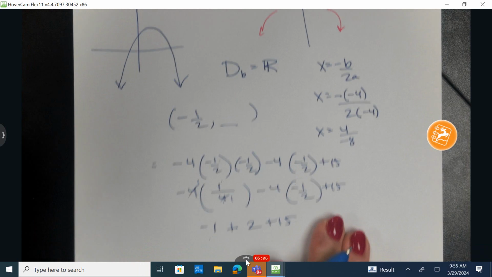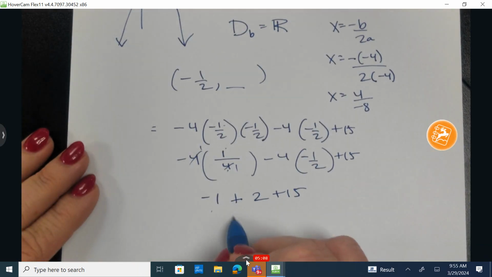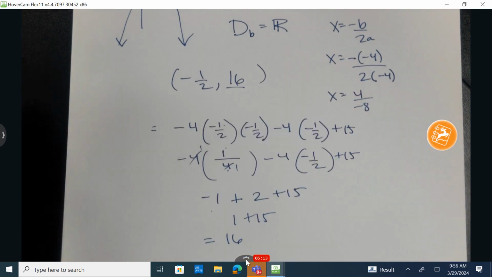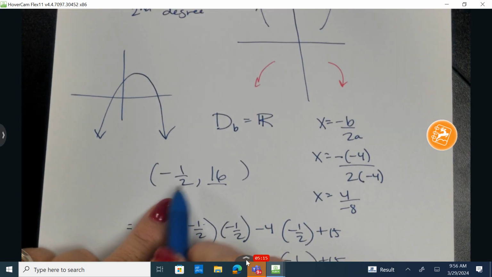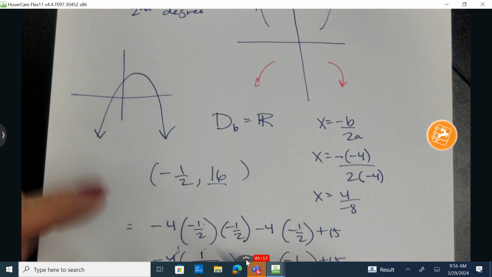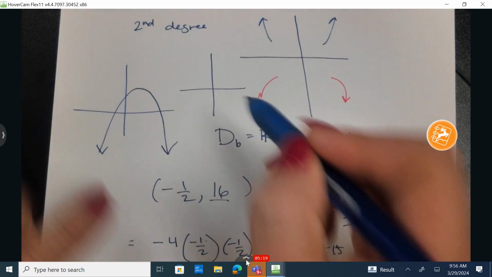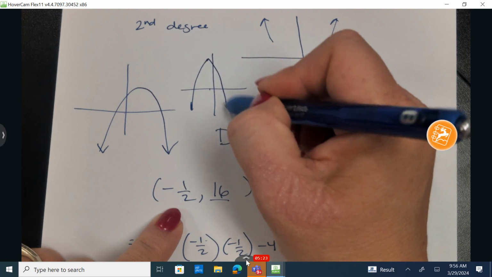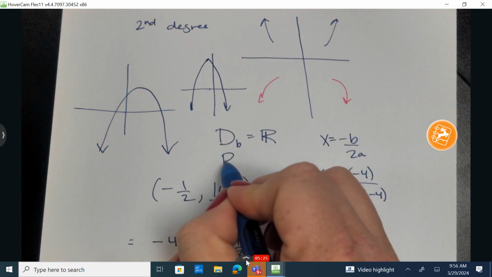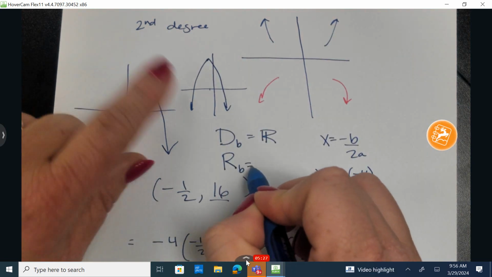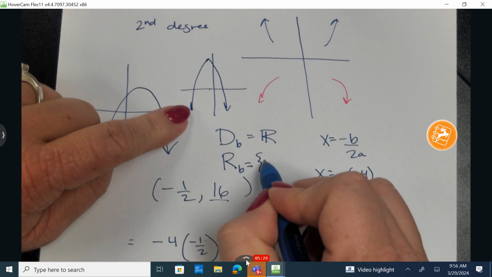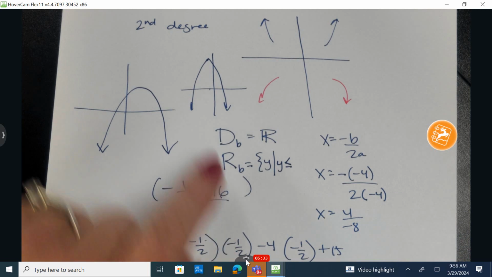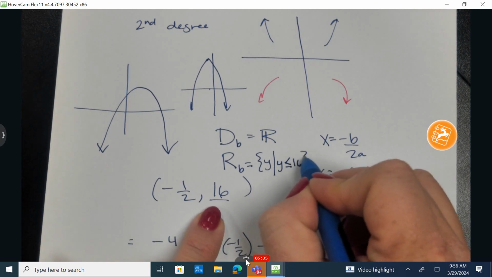I'm going to keep moving this up here. And now when I combine, I get 1 plus 15 is 16. All right, well, how does that help me with the range? This tells me that if I was going to draw a little more accurate picture of this, I'm going to go over to 1/2 and all the way up to 16, and it's looking something more like this. So the range for this function, the range for function b, is all y values such that y is less than or equal to 16.